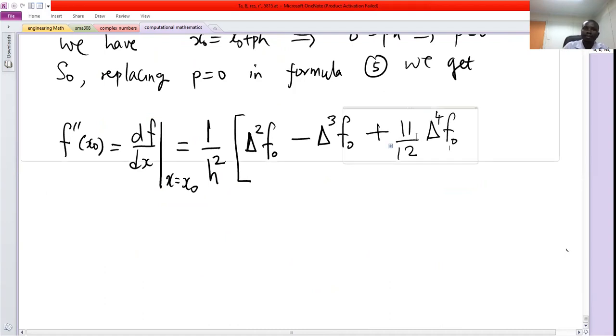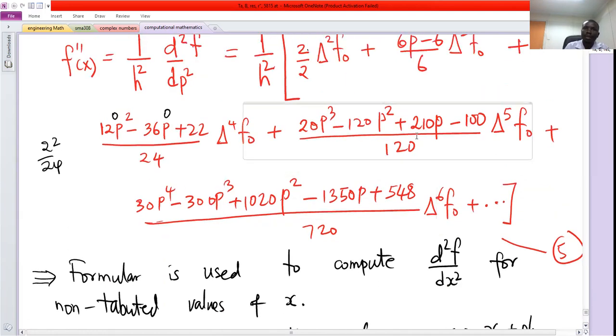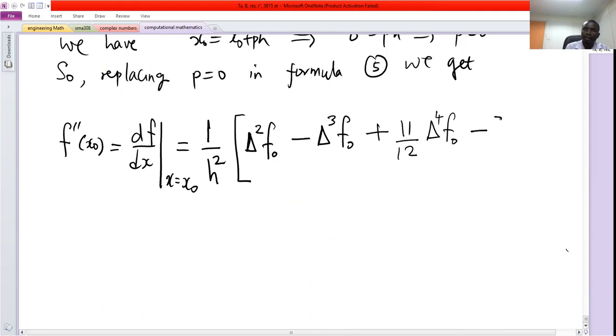And then in the next term, if you put 0 here, you put 0 here, you put 0 here, so we'll have minus 100 divided by 120. And then minus 100 divided by 120 gives you minus 5 over 6. Minus 5 over 6, fifth forward of f-naught. And then plus several other terms. So I'll call this one formula 6.